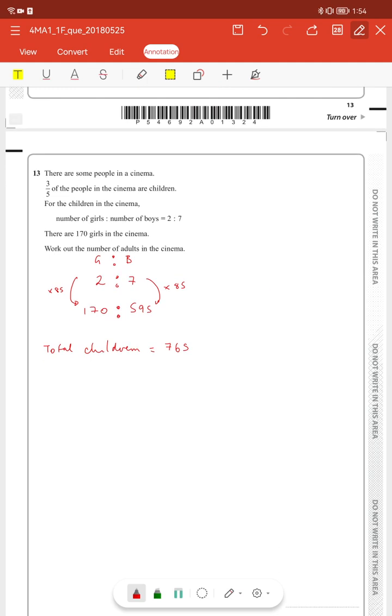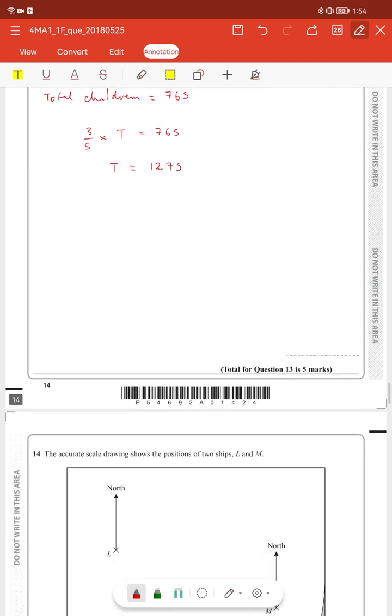Now that we know the total number of children, it says 3/5 of the total are children. So 3 over 5 times, let's say, total number of people is 765. So I times that by 5 and divide it by 3, which means my total is 1,275 people.